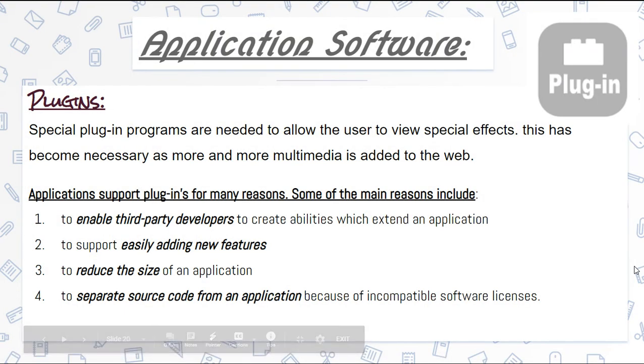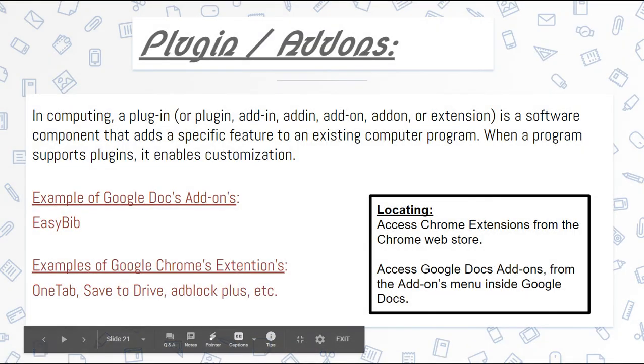Plugins. Special plugin programs are needed to allow the user to view special effects. This has become necessary as more and more multimedia is added to the web. Applications support plugins for many reasons. Some could include to enable third-party developers to create abilities which extend an application, to support easily adding new features, to reduce the size of the application, and to separate source code from an application because of incompatible software licenses.